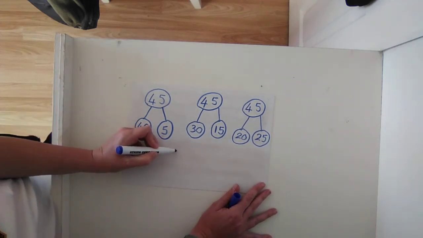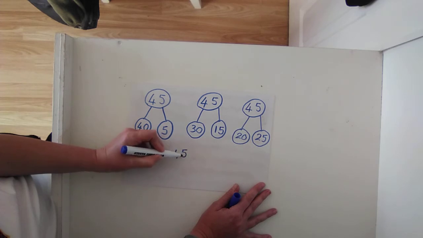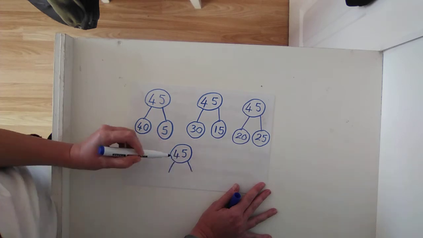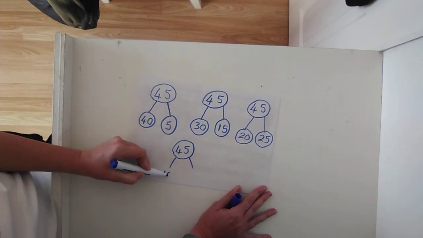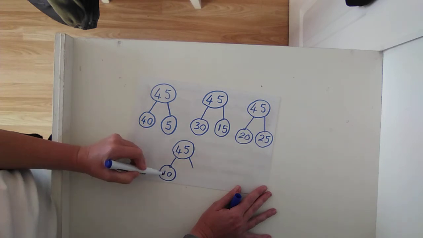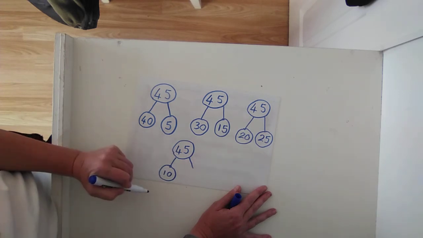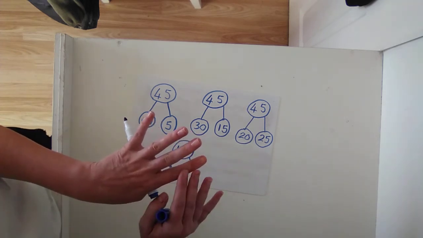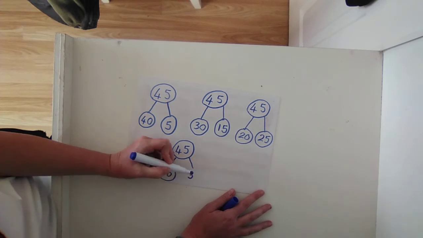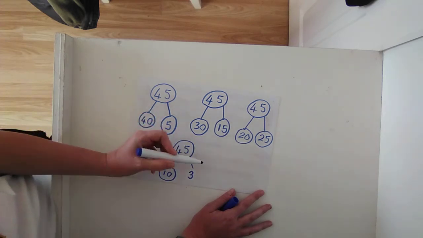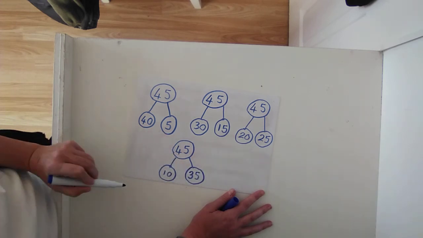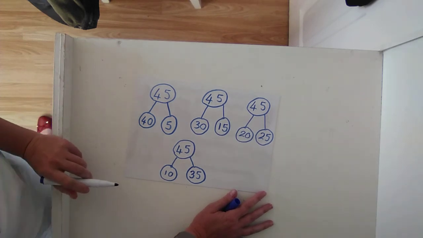We can go on again, look. We can put our number 45 here. And we can partition it again into some tens and some ones. This time I'm just going to partition it into 1 ten. Now if I have 4 tens and I've used 1 ten, I've still got 3 tens left, haven't I? Because 4, and if I take 1 away, I'm left with 3. So I've still got 3 tens here. And I've still got my 5 ones, so it would be 35. It would be 10 and 35 to make 45.